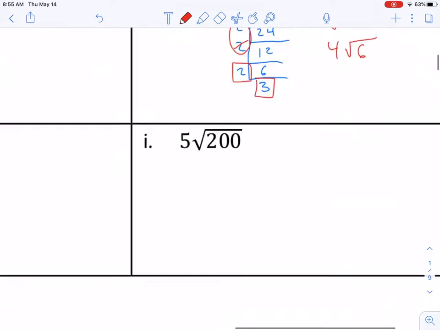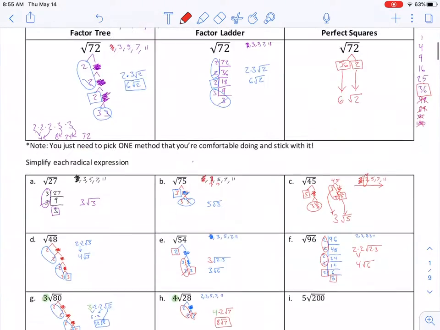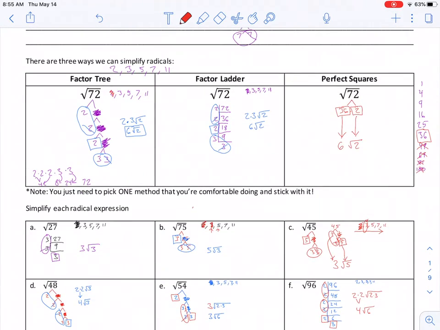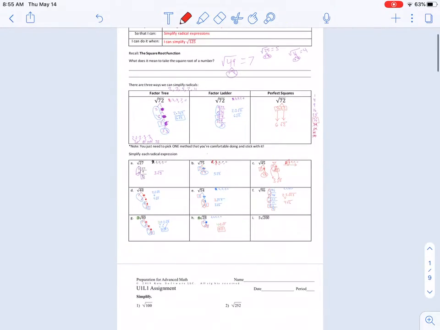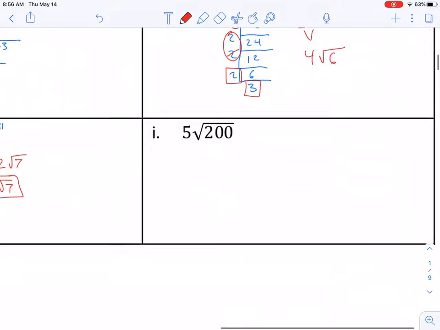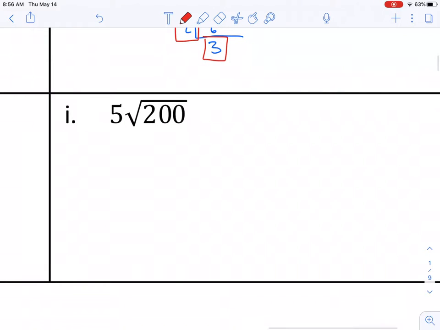All right, this will be our last one. And so this one, instead of the ladder or the tree, I'm going to use perfect squares. If you see a problem that has a perfect square that's easily identifiable for you, go for it. Now think about this. The largest perfect square in 200 is 100 times 2.